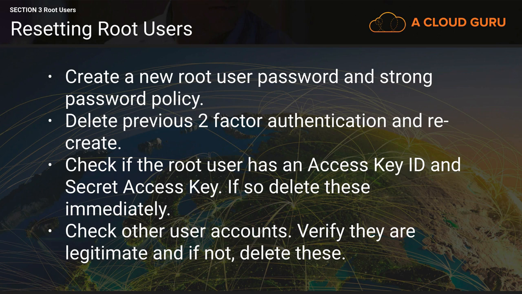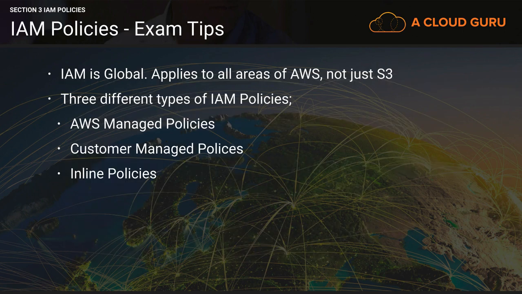Well, we learned about the basics of IAM. We then went on to resetting root users. We learned that we should create a new root user password and have a strong password policy. We should delete the previous two-factor authentication and then recreate it. We should check if the root user has an access key ID and secret access key, and if so, we should delete these immediately. And we should check the other user accounts and verify that they are legitimate, and if not, we should delete these.